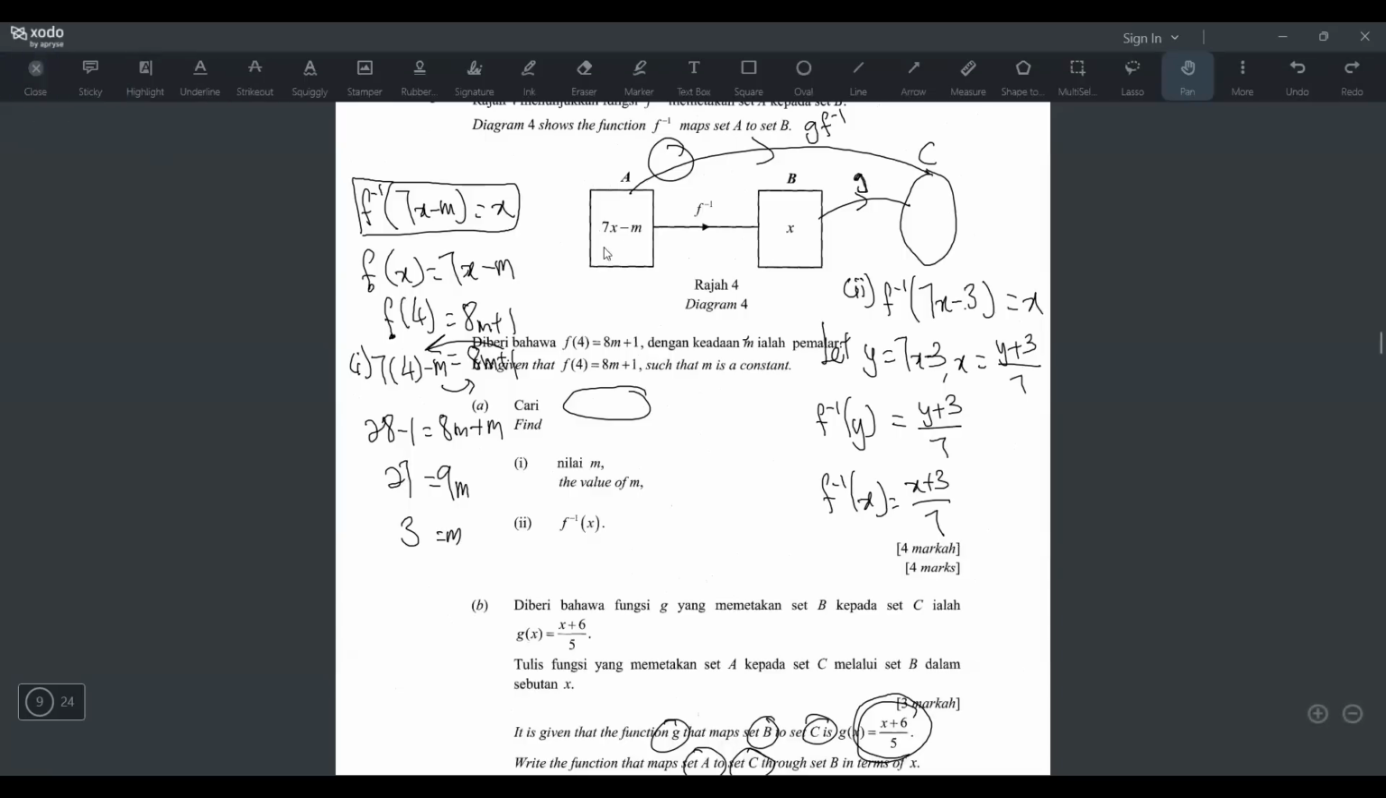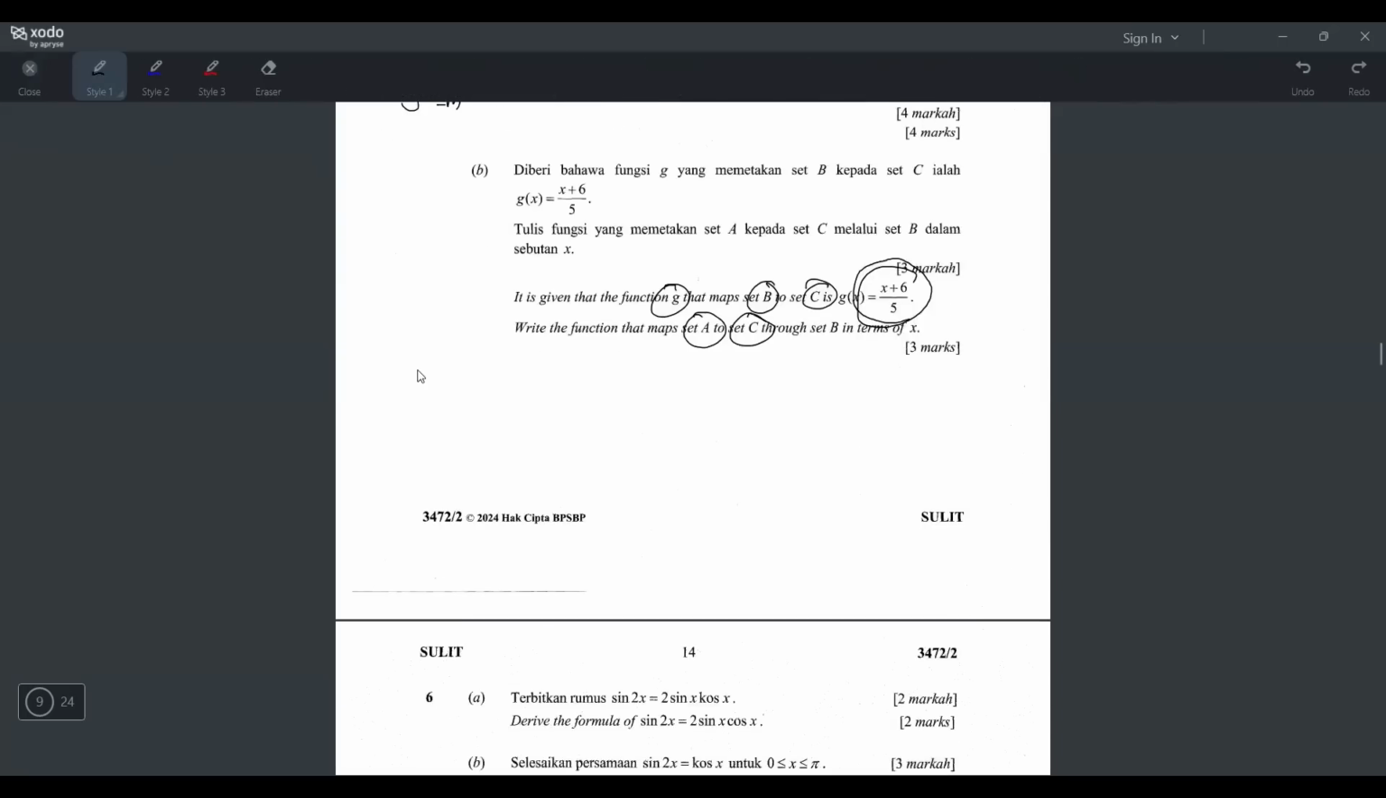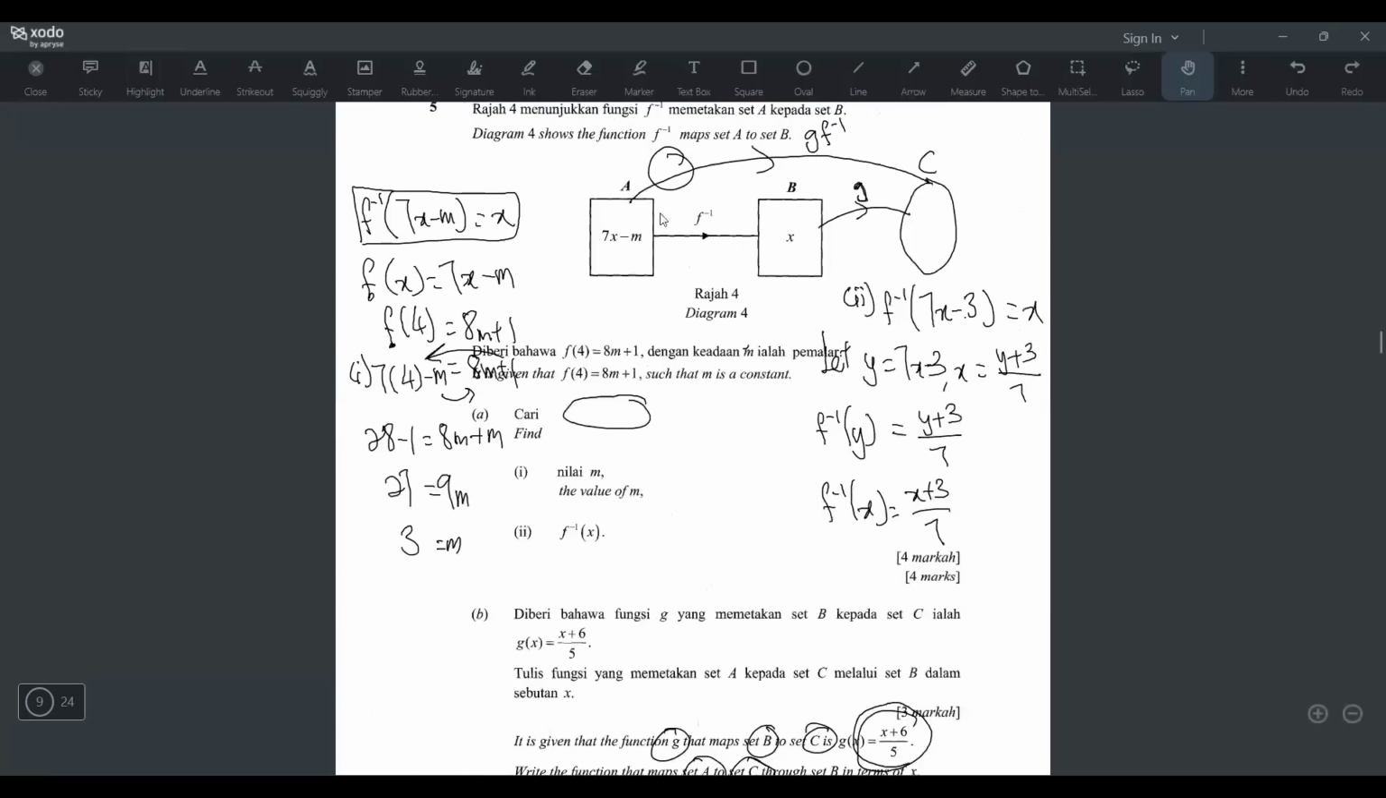So what is the function that maps A to C? g f inverse (x). But they want you to find out the function in terms of x, so you cannot stop here. You have to open a big bracket and find out the composite function g f inverse (x). So I have to put in what is inside first, f inverse. So I have to put in f inverse (x) first. So what is f inverse (x)? You have it already. Where is it? Here, (x plus 3) over 7.